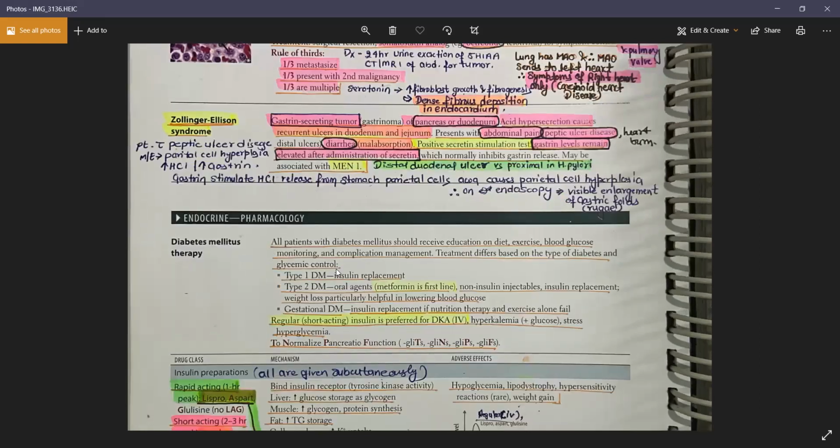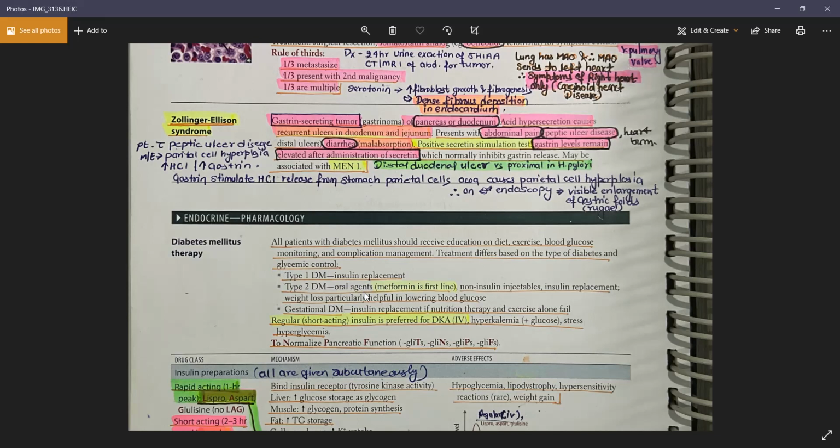Okay, no problem. Now comes the diabetes mellitus therapy. For type 1 diabetes mellitus, you already know you need to do insulin replacement, because the major cause of type 1 diabetes mellitus is a low level of insulin. For type 2 diabetes mellitus, it is resistance against insulin. So you need to give the patient therapies which can decrease the resistance to insulin, and the most common one is metformin. Metformin is the first line therapy for diabetes.